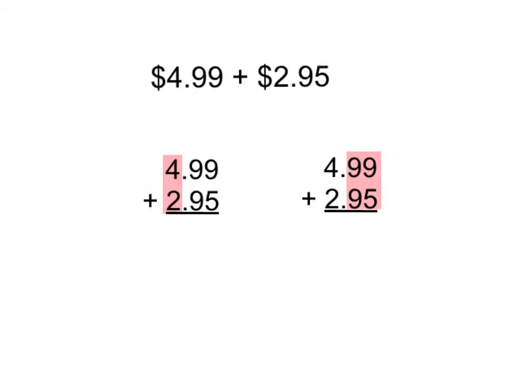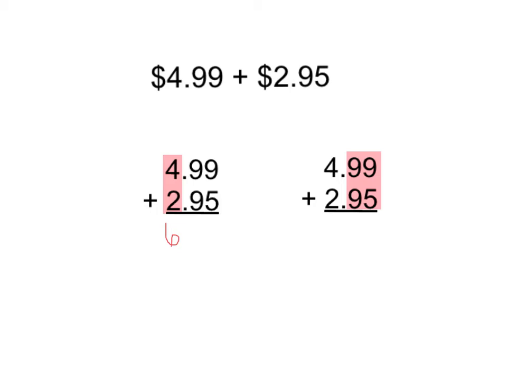Let's look at another example of front-end estimation. Say we have $4.99 plus $2.95. To do front-end estimation, you line it up just like you would adding up any decimal. Then first we start with adding up the whole dollar amounts, or the amounts in front of the decimal. So 4 plus 2 gets us to 6.